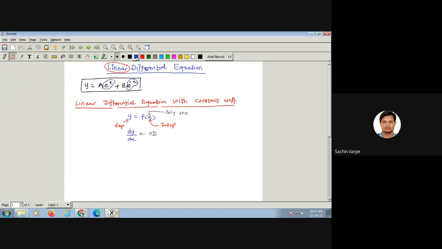But if we have a function like this, z as a function of two variables x and y, suppose, then here we have two independent variables, isn't it? Two independent variables.